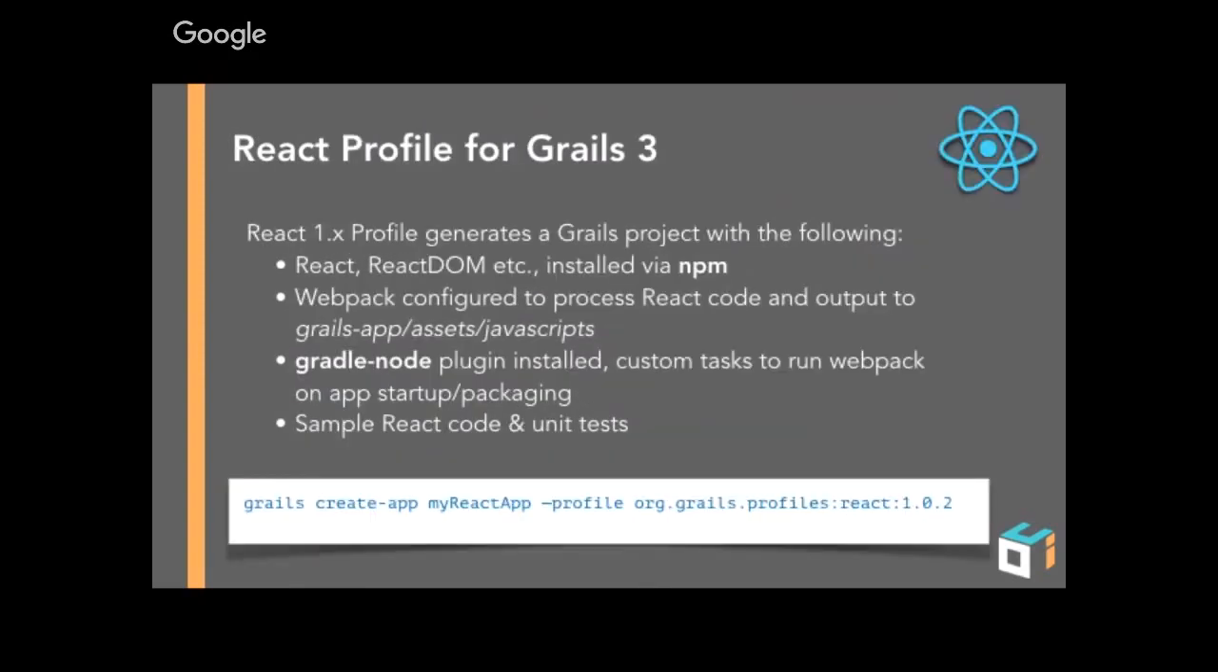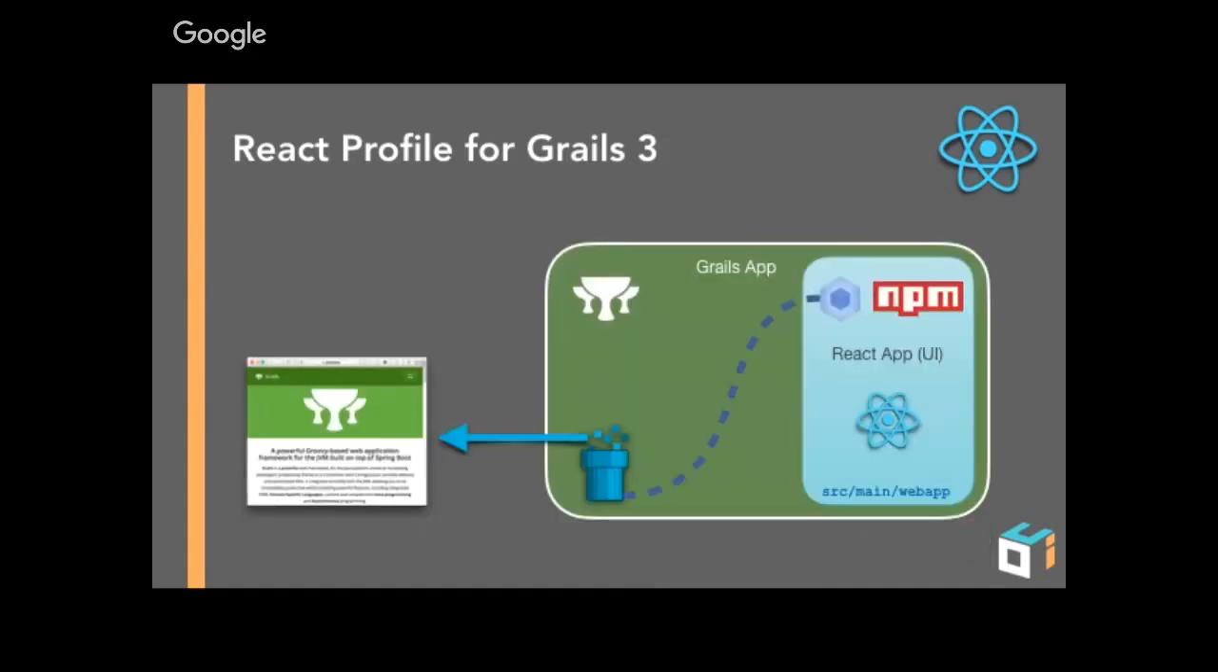And we have a profile that does just this. So there's the command for using the React profile. This is the initial version of the profile. There's a second version that we'll talk about in just a minute. And this is basically what it gives you. When you create a Grails app with the React profile, you get a Grails app with a self-contained React app. It's stored under src/main/webapp by default. You can move it, but that's where it's stored. It has Webpack already configured to bundle the application and output it into the asset pipeline.